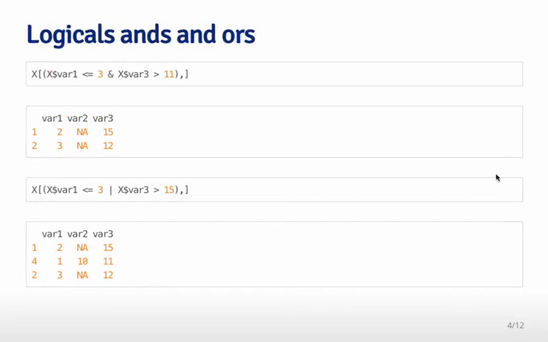The other thing you can do is subset using logical statements. So for example, suppose I want to find all the rows of x where variable 1 is less than or equal to 3 and variable 3 is greater than 11. To define those rows, I can pass this logical argument to subsetting the rows, and I end up with just the rows where both of those conditions are met. I can also use an OR, so I can try to find the rows where variable 1 is less than or equal to 3, or, using this pipe command here, variable 3 is greater than 15, and the result is this data frame here where one or the other of those 2 conditions is met.